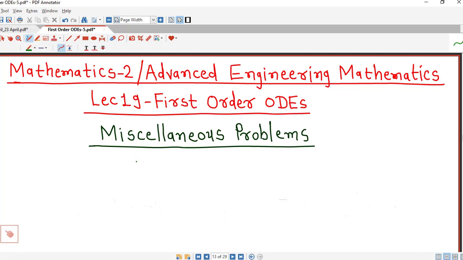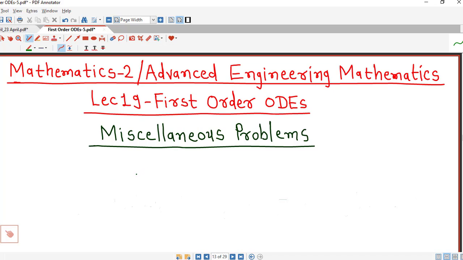Up to this lecture we have discussed different methods of solving first order ordinary differential equations. In this lecture we are going to discuss miscellaneous problems based on all the methods which we have discussed so far. Up to this we were discussing a particular method and problems based on that method only.